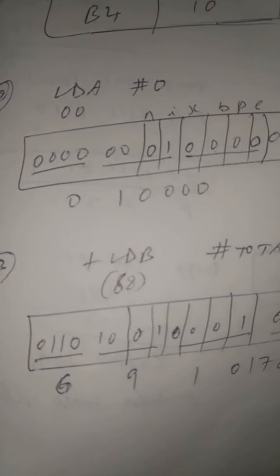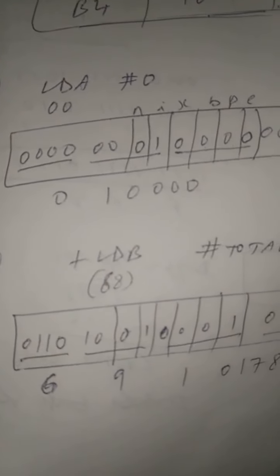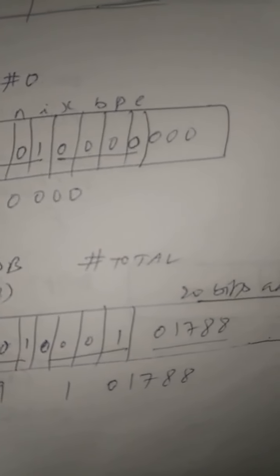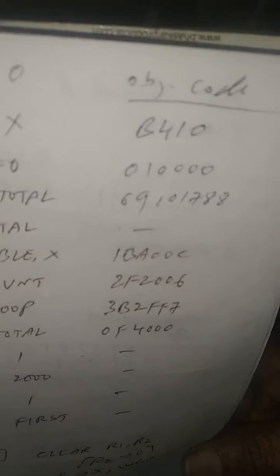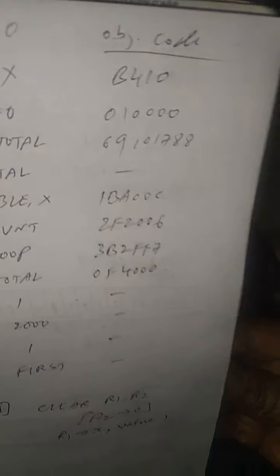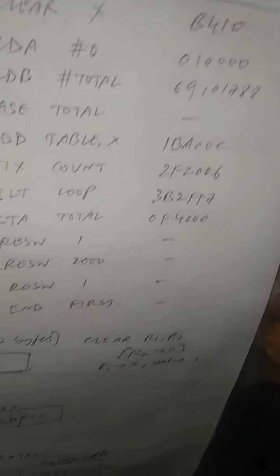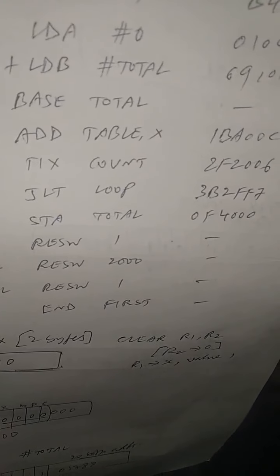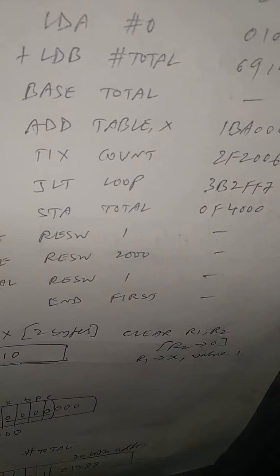So now if you group them into 4, it becomes 6, 9, 1, 0, 1, 7, 8, 8. So that is the object code, 69101788. That is what I have written. The next is BASE total. It's not required to generate the object code for BASE because it is an assembler directive.